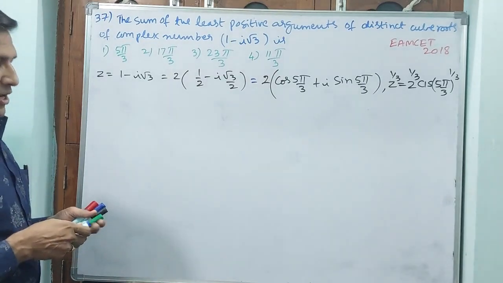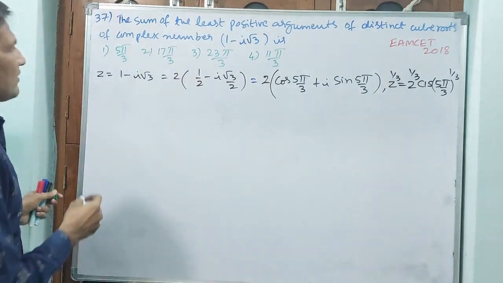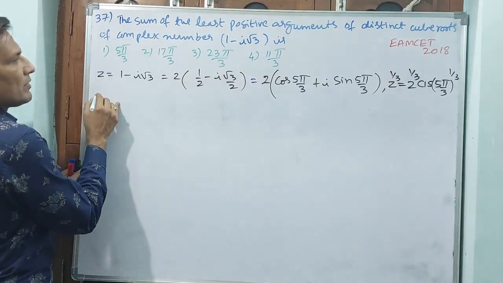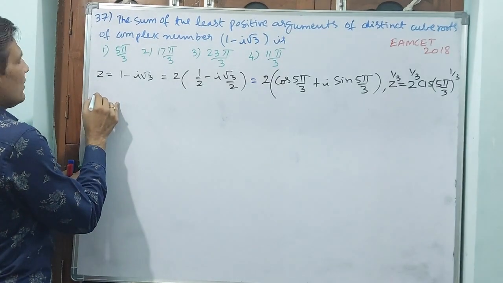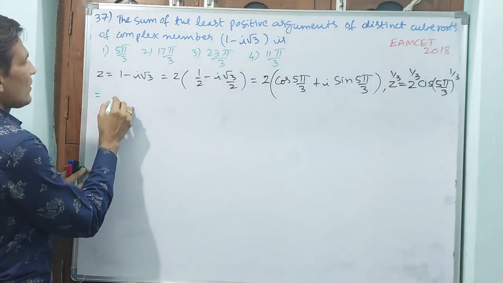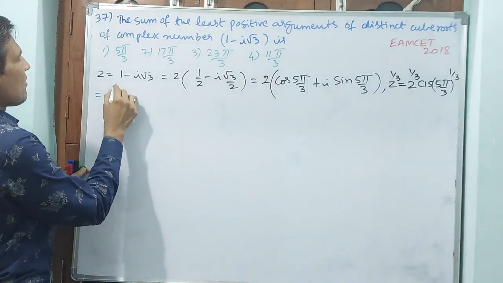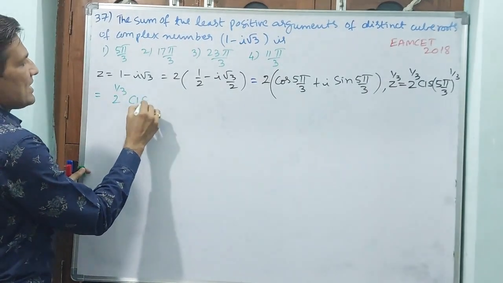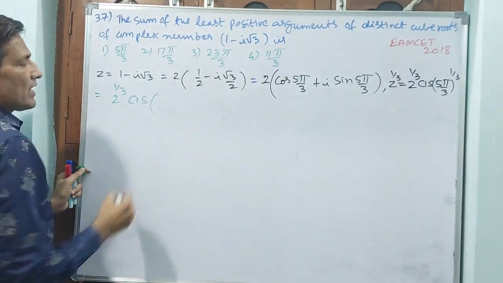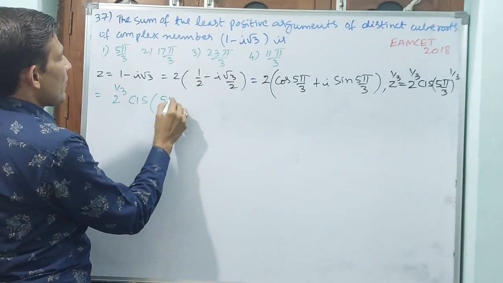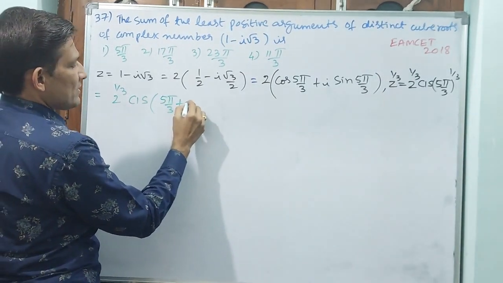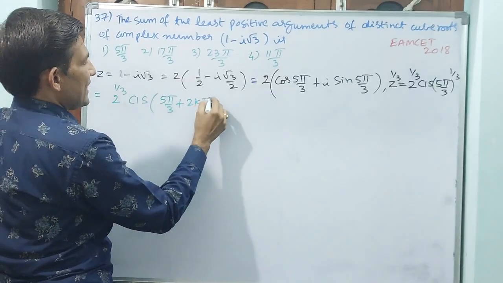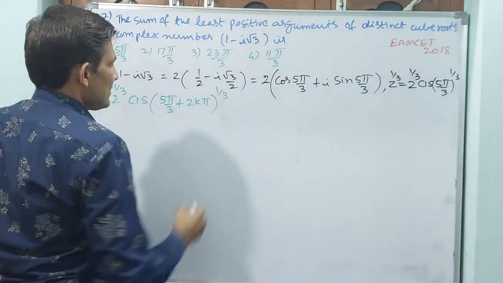Okay. Now you see, is it the general form? No. Then you write the general form. General form is equal to 2 power 1 by 3 CIS. Okay, what is the general form? 5 pi by 3 plus 2k pi, whole to the power of 1 by 3. Is it correct? Definitely correct.